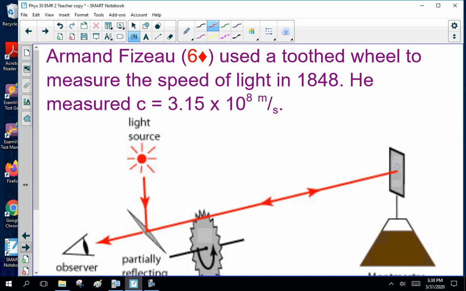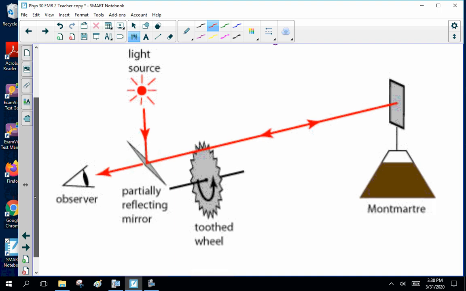A man, Fizeau, 6 of diamonds, used a toothed wheel to measure the speed of light in 1848. He measured the speed of light, c, to be 3.15 times 10 to the 8 meters per second. Now, this is getting quite good.